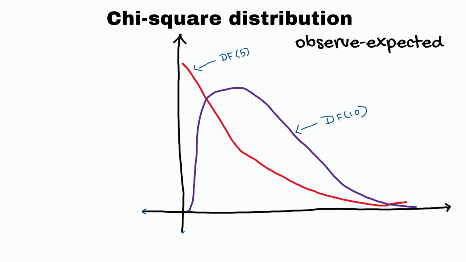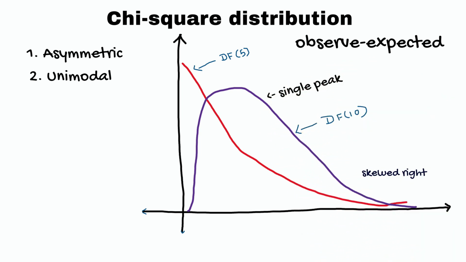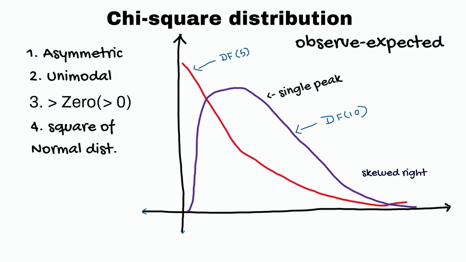Some characteristics of the chi-square distribution include the graph obtained from the chi-square distribution is asymmetric and skewed to the right. Unimodality. The chi-square distribution is unimodal, which means that it has a single peak. The chi-square value is always greater than 0 because all of the negative values are squared. The word squared is important as it means squaring the normal distribution.